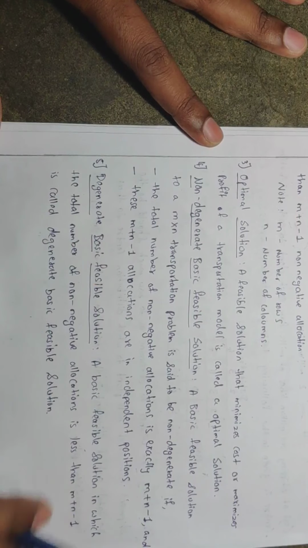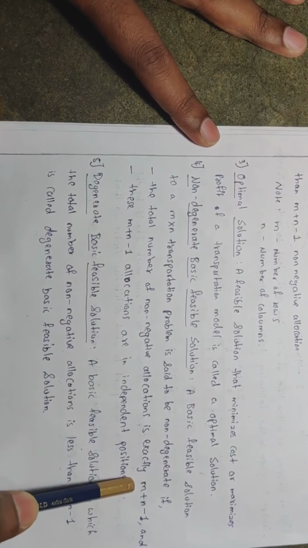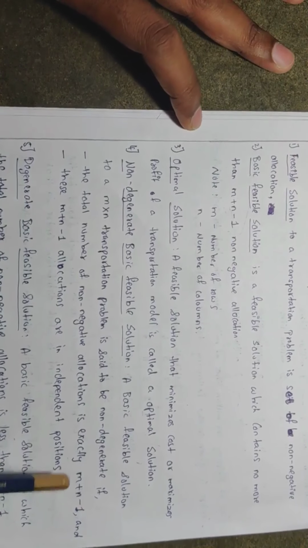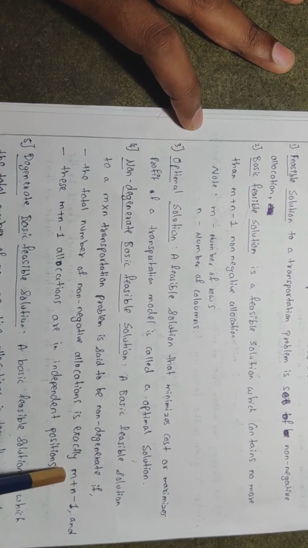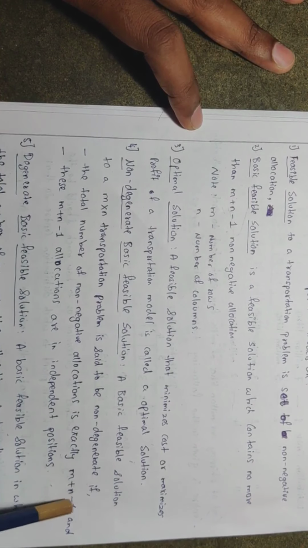Okay. Next, what is a degenerate basic feasible solution? A basic feasible solution in which the total number of non-negative allocations is less than m plus n minus 1 is called a degenerate basic feasible solution. For example, suppose the number of rows is 6 and the number of columns is 2, so what is the total? M plus n will be 6 plus 2, 8, so 8 minus 1 will be 7.